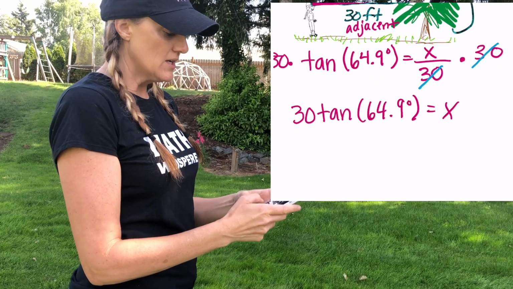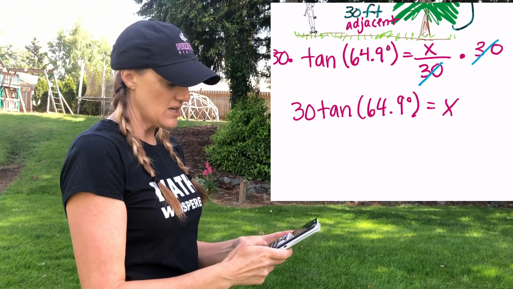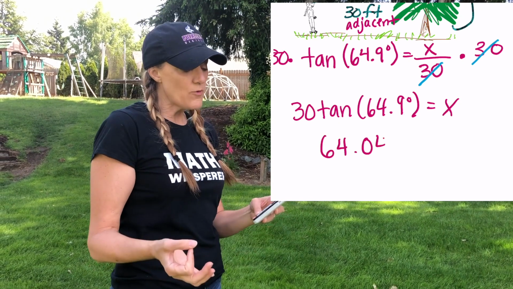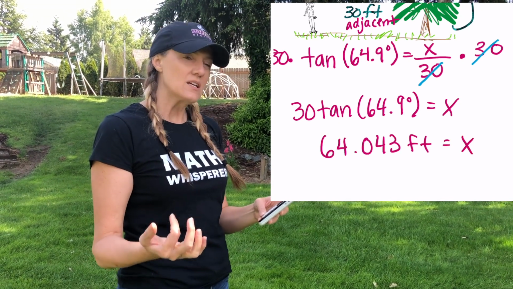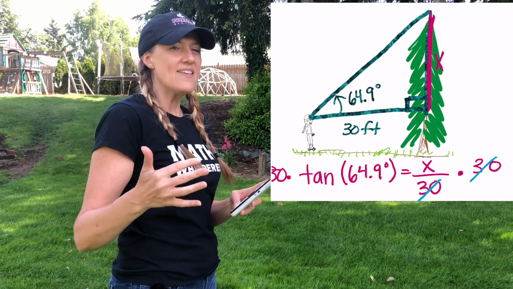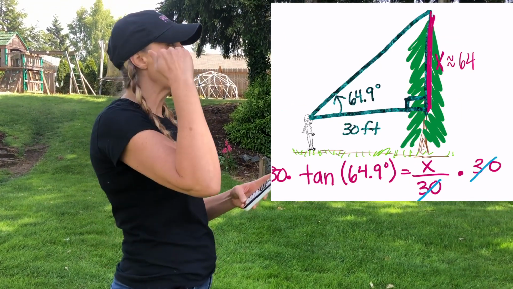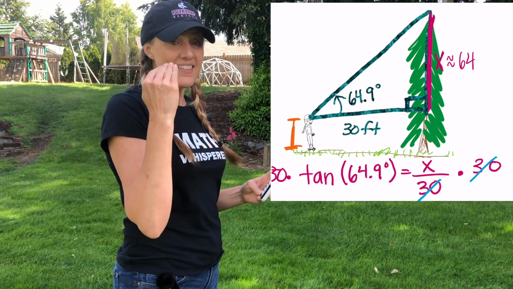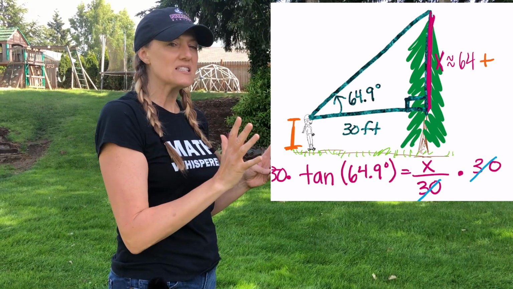So 30 times tangent of 64.9 degrees is 64.043 feet. We're going to go ahead and round it to 64. And then we have to take into account that my eye level is not ground level. So we know from my eye level to the top of the tree is about 64 feet.